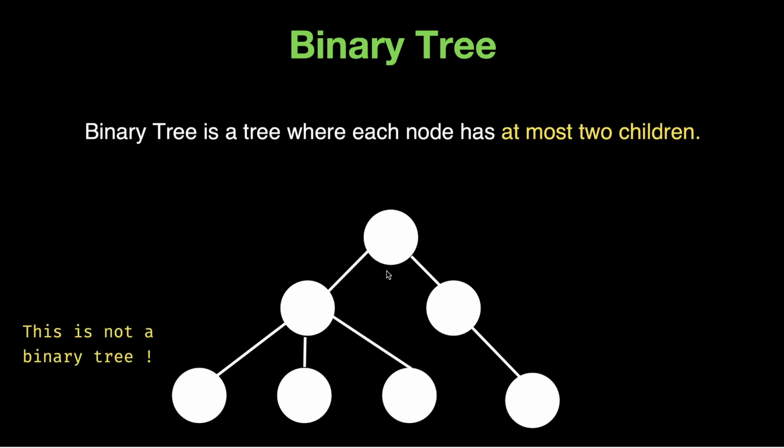If we see an example here, this is actually not a binary tree. You may have already guessed why, because this node in particular has 3 children, but a binary tree can have at most only 2 children. So yeah, this is not a binary tree.